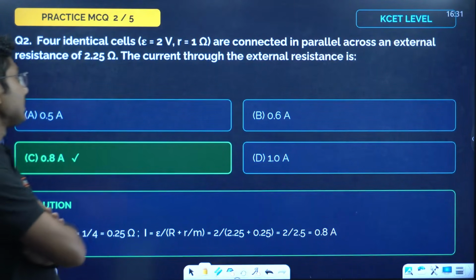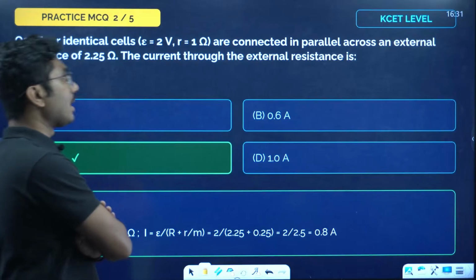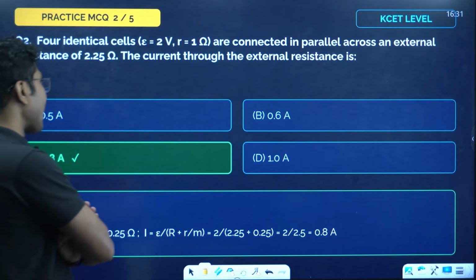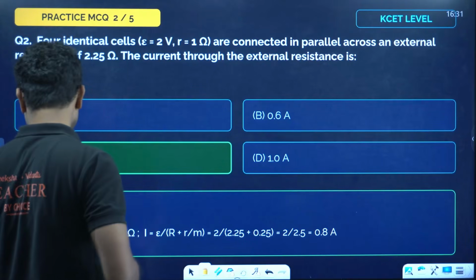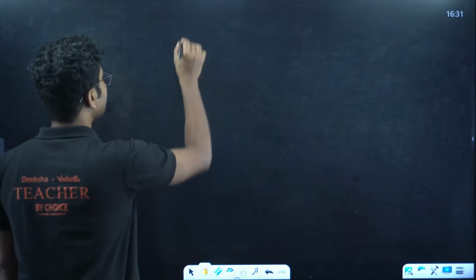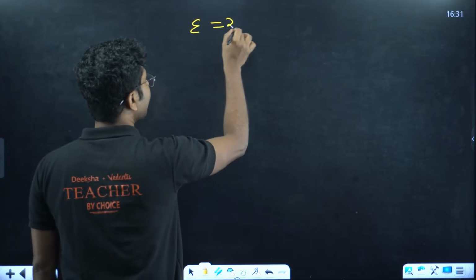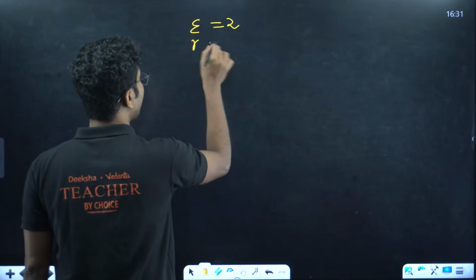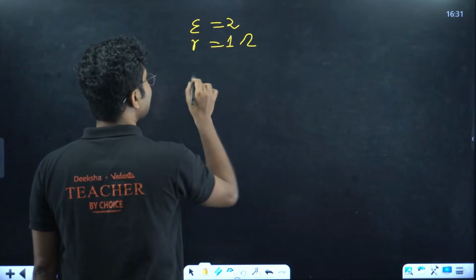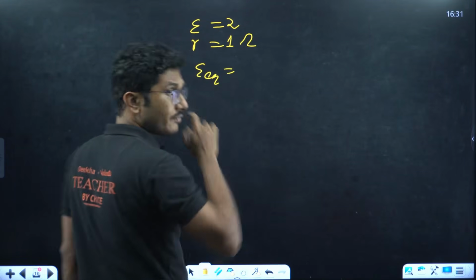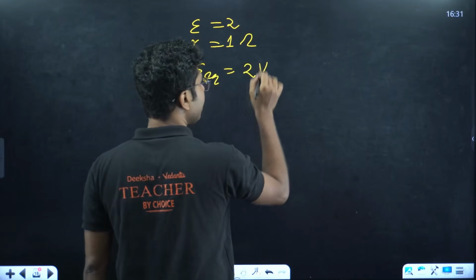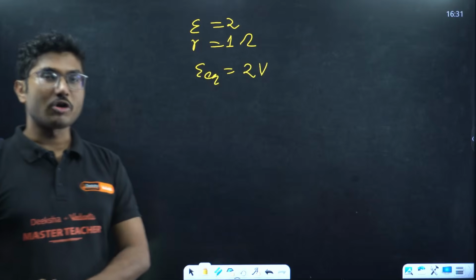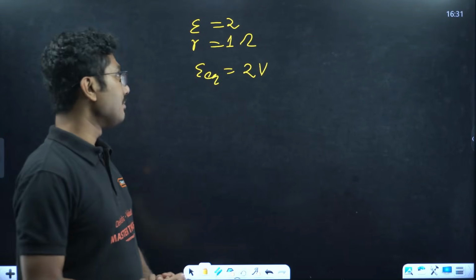4 identical cells, epsilon 2 volt, R 1 ohm, are connected in parallel across an external resistance of 2.25 ohm. The current in the external resistance is. So here we have 4 cells, each of EMF 2 volt and internal resistance 1 ohm. What is the equivalent EMF here? All of them have the same voltage, so the equivalent EMF will also be the same. In parallel combination, voltage remains the same. So because all of them are equal, the equivalent EMF will be 2 volt.